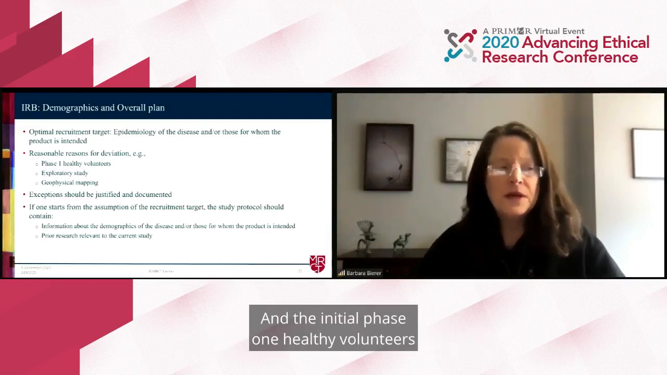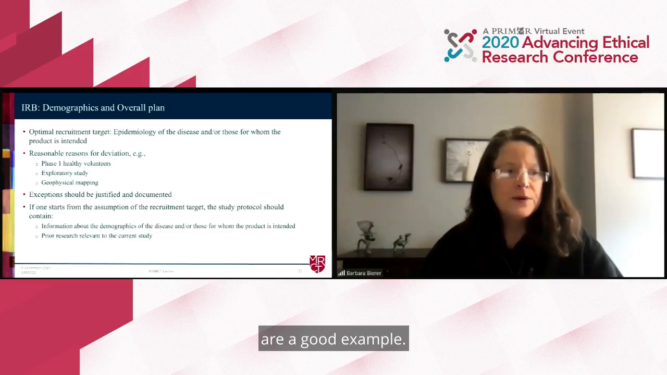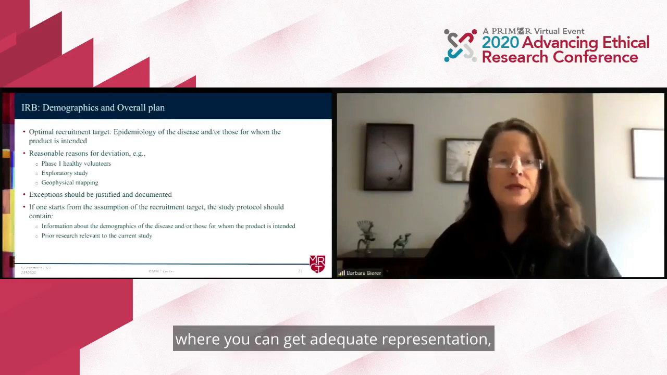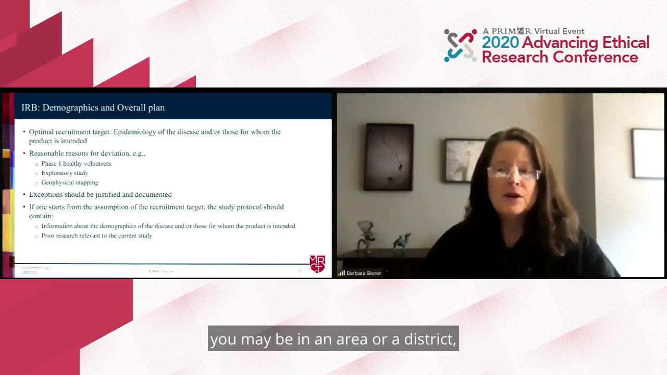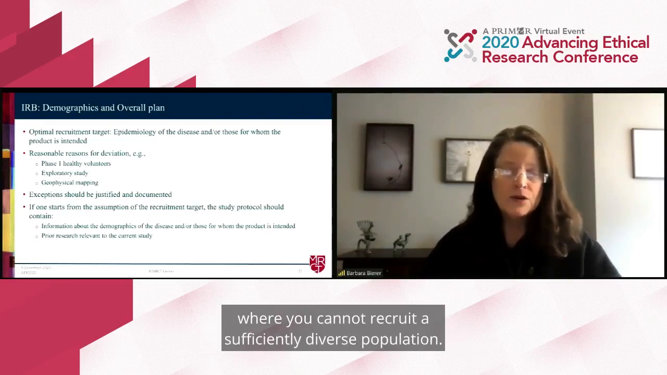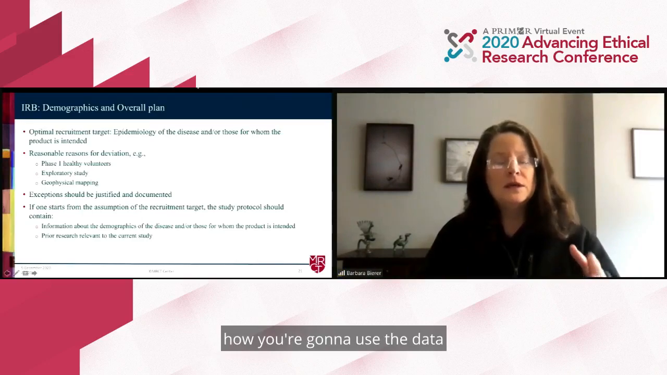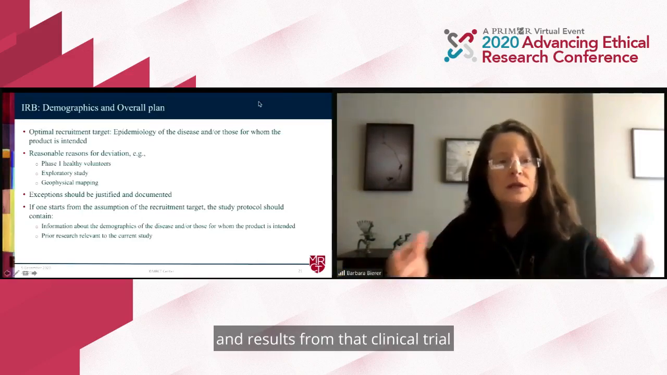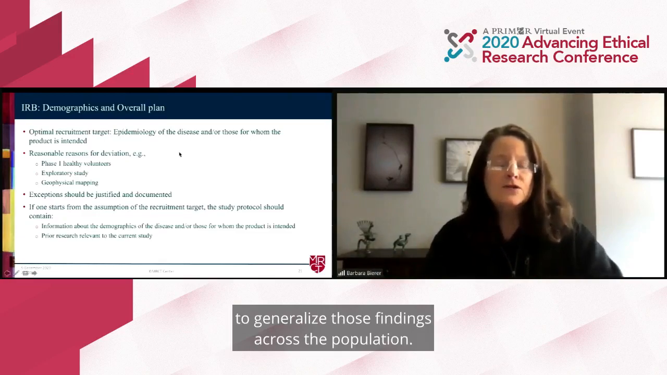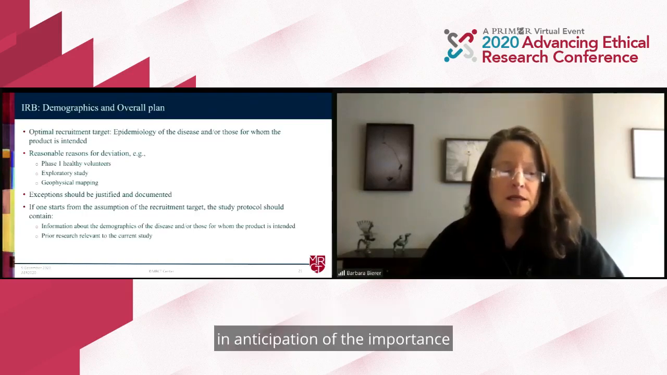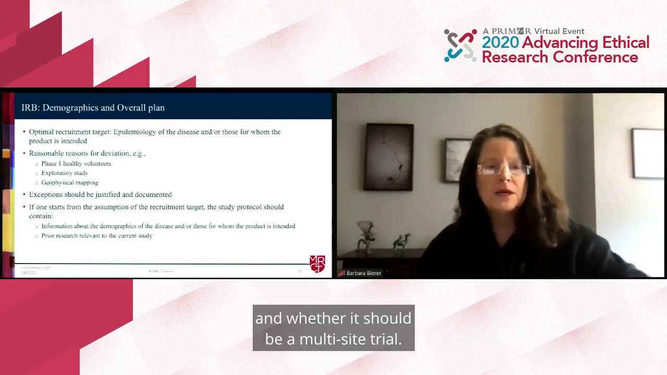The initial phase 1 healthy volunteers are a good example. If you're doing a 10-person exploratory study, that is not something where you can get adequate representation. You may be in an area or a district where you cannot recruit a sufficiently diverse population. And if that's the case, then one should at least think about how you're going to use the data and results from that clinical trial to generalize those findings across the population. And maybe that is one thing that should be thought about in anticipation of the importance of the clinical trial approvability and whether it should be a multi-site trial.